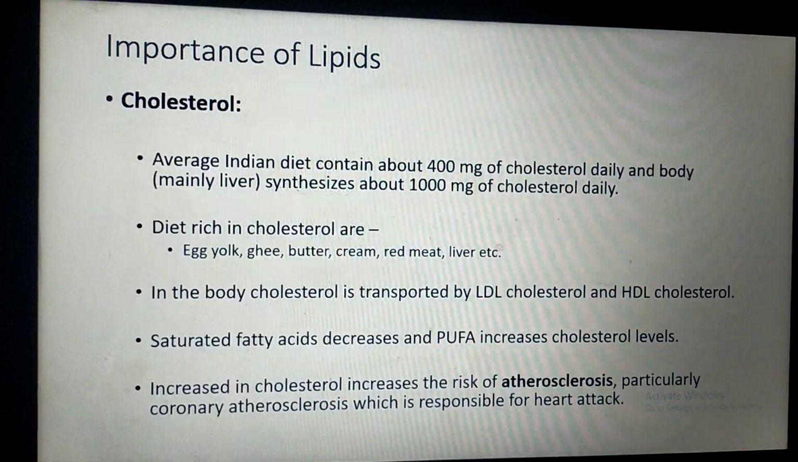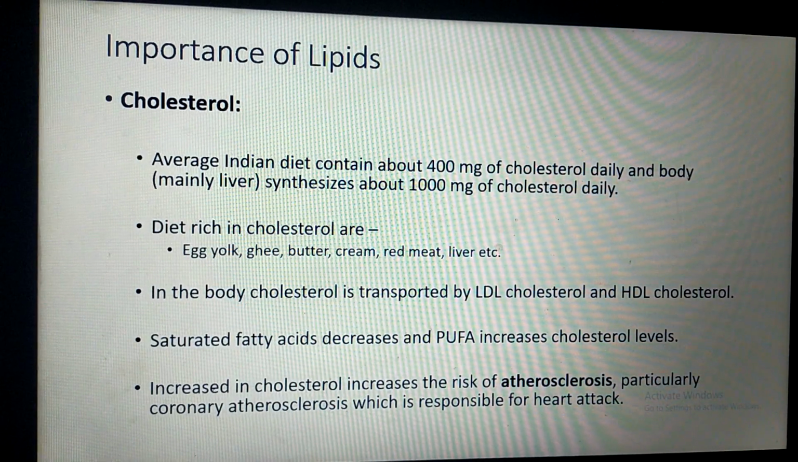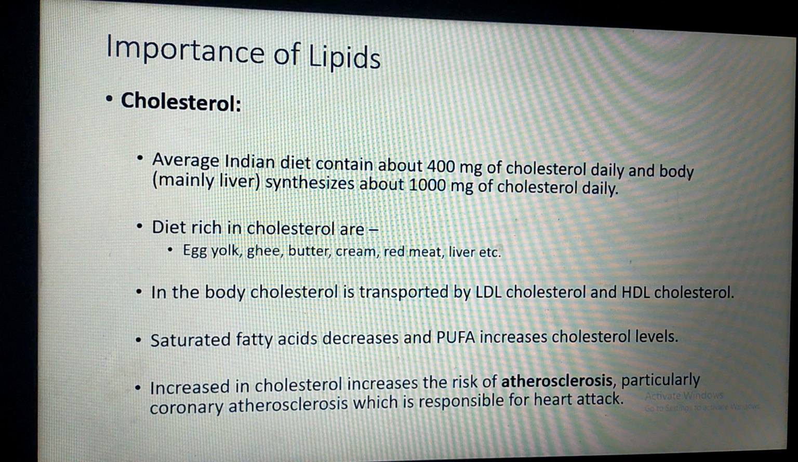Next lipid is cholesterol. The average Indian diet contains 400 mg of cholesterol, but our body, mainly the liver, synthesizes 1000 mg of cholesterol daily. Diets rich in cholesterol include yogurt, ghee, butter, cream, red meat, liver, etc.